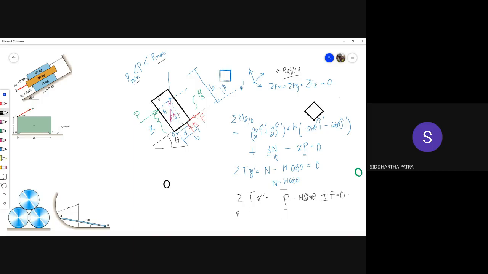So in either situation, when it is about to have a relative motion either in the downward or the upward direction, you have F equals mu s times N. And accordingly the sign will also change whether it is moving upwards or downwards. So if you are trying to bring it downwards, then this is plus. When you are trying to push it upwards, then it is minus. Can you get the values of P min and P max?